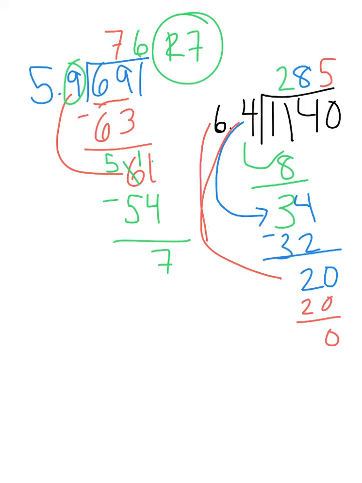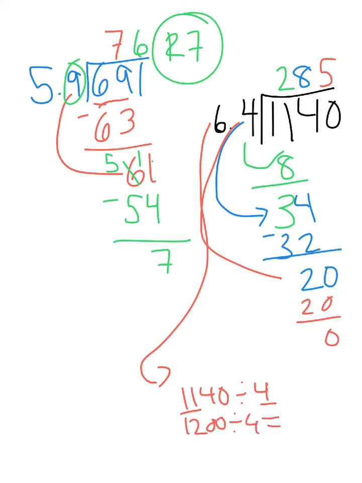If I'm going to round this one, I have 1,140 divided by 4. Underline the first two digits, and I know 4 times 3 is 12. So 1,200 divided by 4 is going to be about 300. Since 285 is close to 300, I know my answer is reasonable.